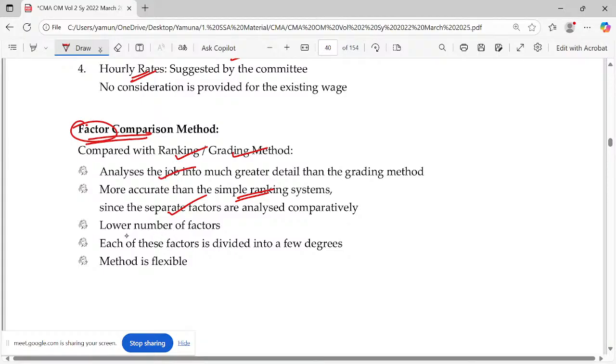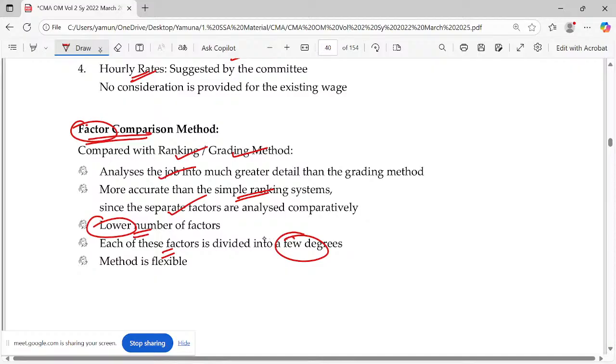Then we'll give importance to which number of factors we have to take. Usually, you cannot take a huge number of factors. You can take 5 or 10 factors. You cannot give grading for each and every factor. That's not viable. If you take 100 factors, when will you finish? It's not easy. And each of the factors will be divided into a few degrees.